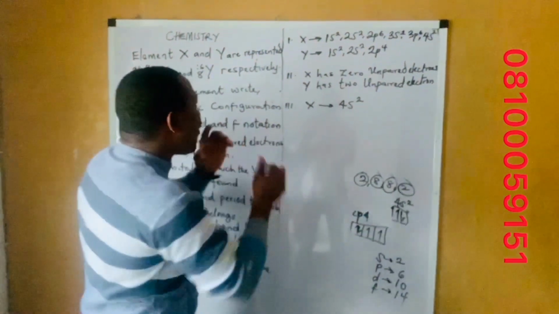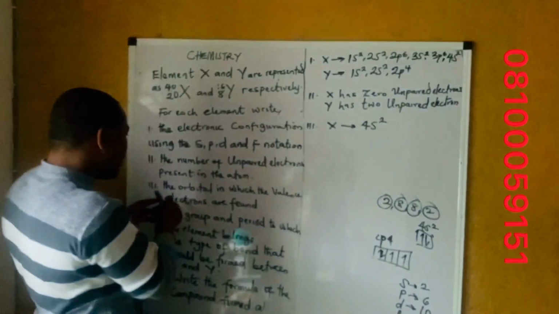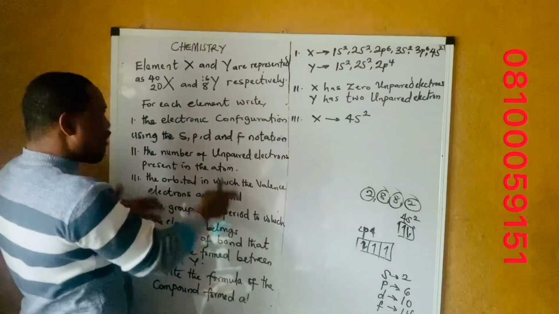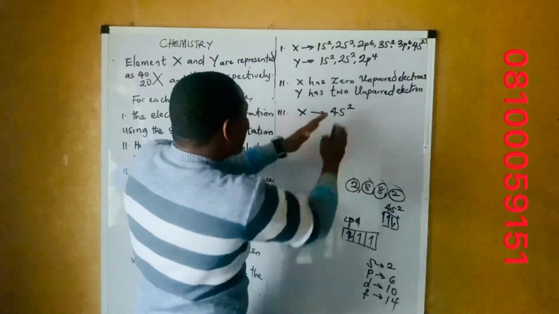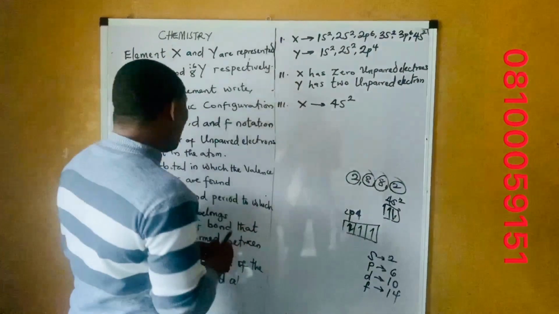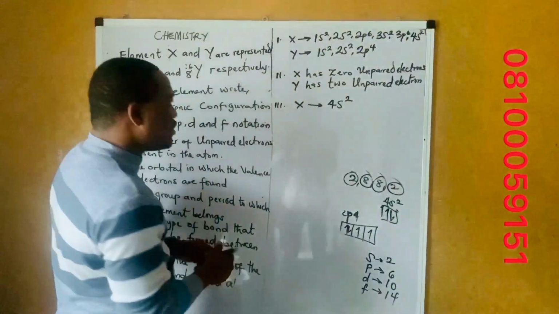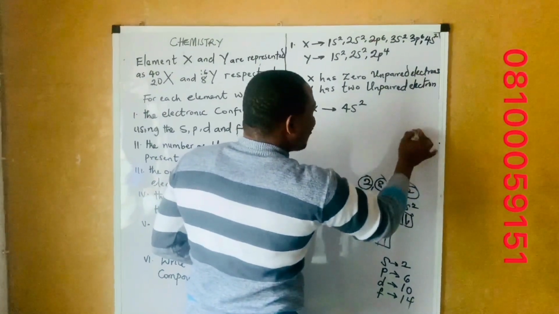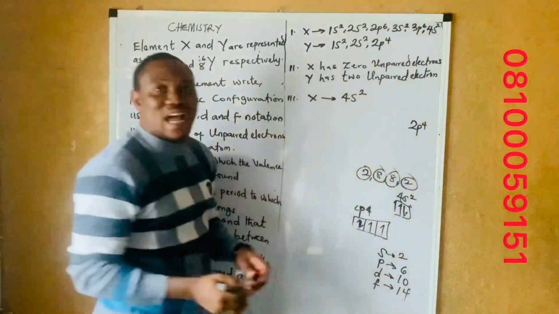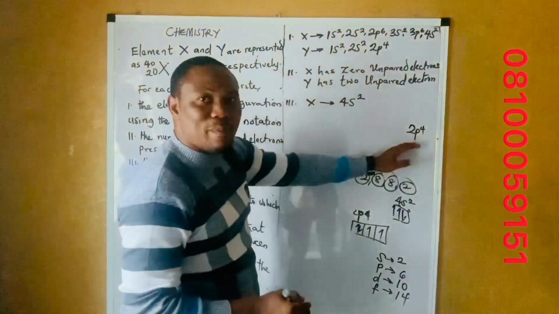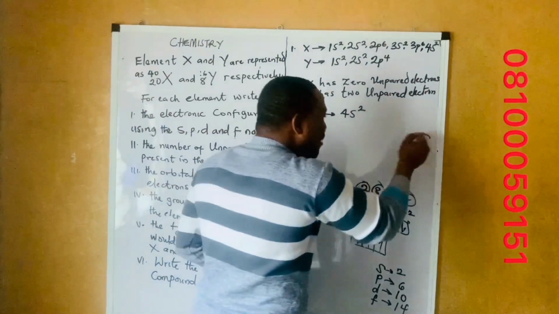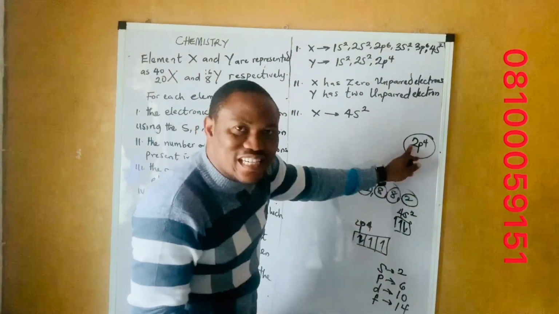So for Y now, still the same question: the orbital in which the valence electrons are found. We have identified for X, that's the 4s2. For Y now, what will be the orbital in which the valence electrons will be found? A whole lot of people will just write only 2p4. You might be penalized. If you write only 2p4, you might be penalized, because what you are telling us is that the number of valence electrons in oxygen is 4, and it's not 4.